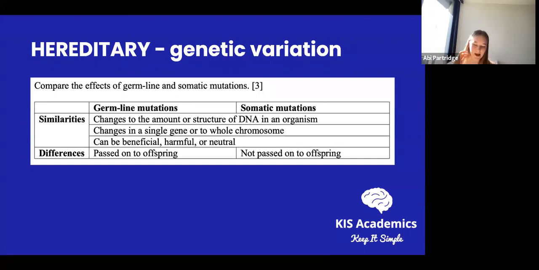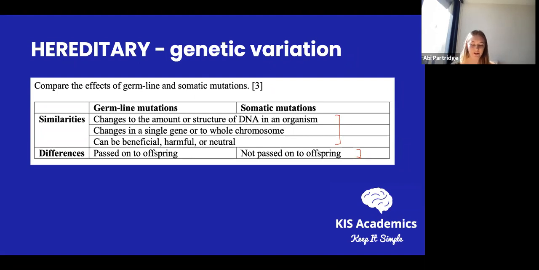There is sort of the answer. Since it's only worth 3 marks, you probably don't have to have all 3 of these and the difference, but at least 2 similarities you'd need. So we've got changes to the amount or structure of DNA in an organism. So that's the similarity. You can also have the mutation could be changes to a single gene or to the whole chromosome. And then there's the 3 types of mutations, which can be beneficial, harmful, or neutral. So all of those 3 things occur in mutations, whether it's germline or somatic cells.